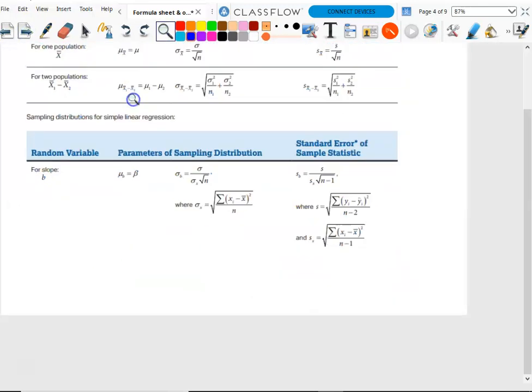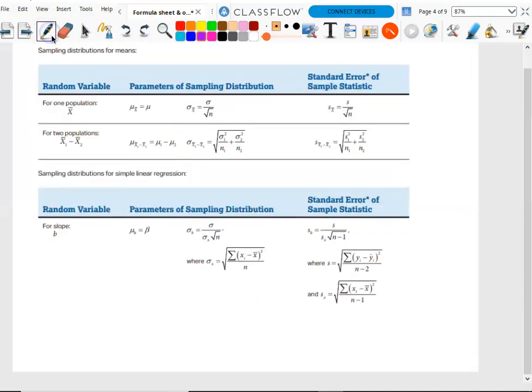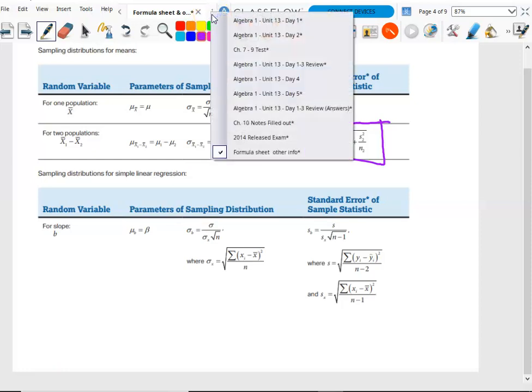Which they give you on your formula sheet. But the reality is I just don't see you using that. Now, could it be a multiple choice question where they set it up? Sure, could be. And that's the only reason I'm really showing it to you.